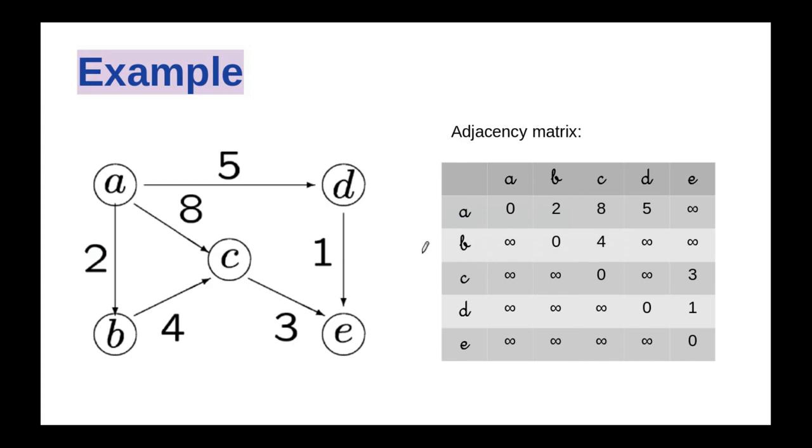Let's have a look at this example. As you can see here, we have 5 nodes from A to E. So these are the origins and these are the destinations within the adjacency matrix. As you can see, when there is no connection, we have an infinity. And when you want to go from one node to the same node, we have a 0.